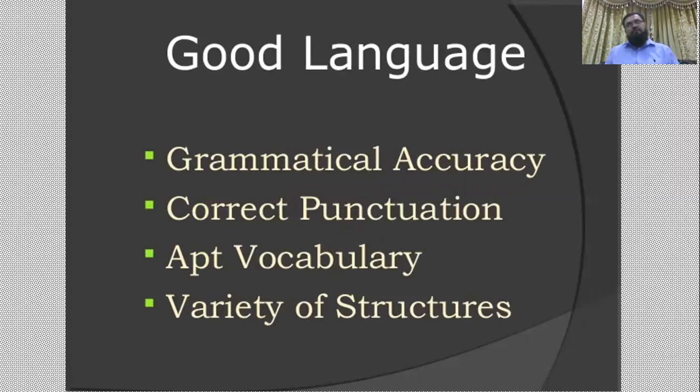Good language. A paragraph must have a good language to make it impressive. Whenever you impress others, others appreciate. Grammatical accuracy. When there is a mistake of the grammar or punctuation, punctuation should be good. Apt vocabulary. Vocabulary should be very good. Variety of structures. So every good thing makes a good impression, whereas every mistake gives a bad impression to the examiner.